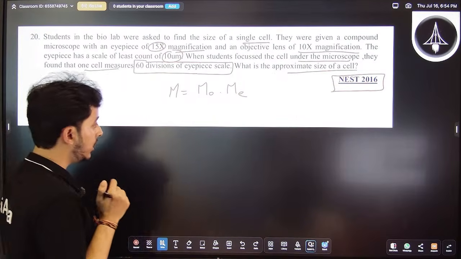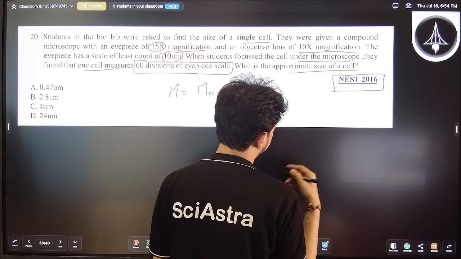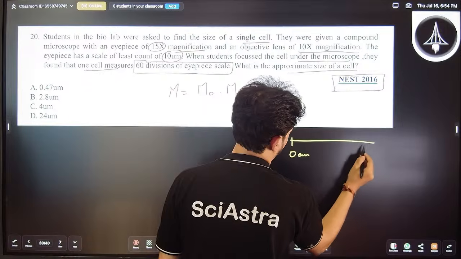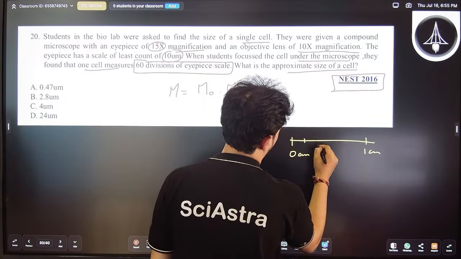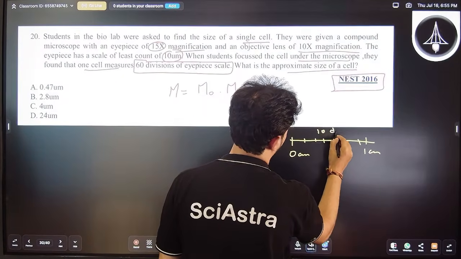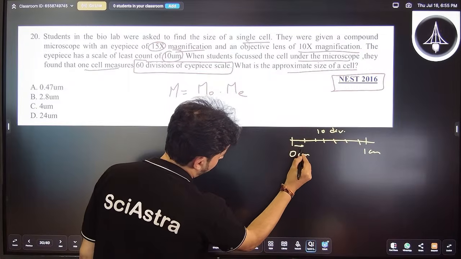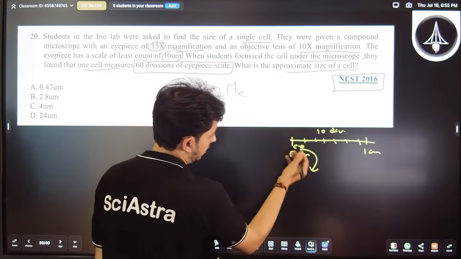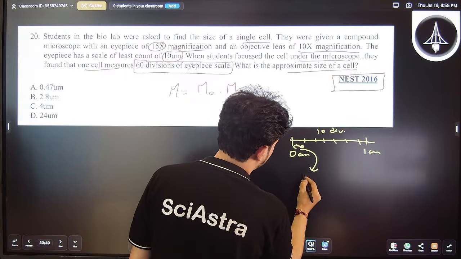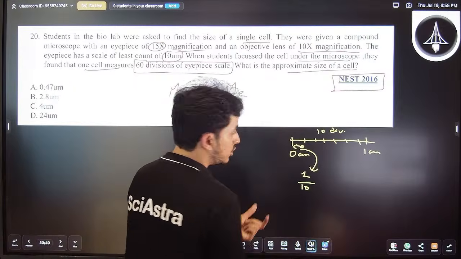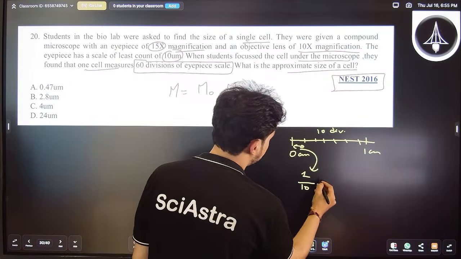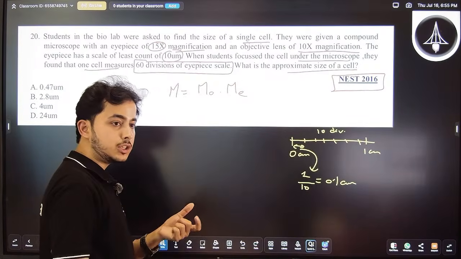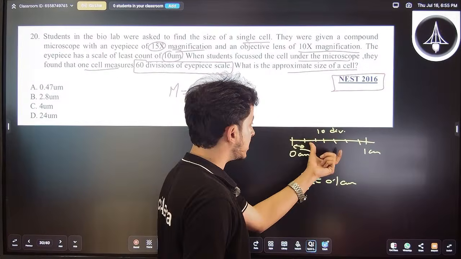To visualize this, let's say you have a scale. This is 0 centimeter, this is 1 centimeter, and here you have 10 divisions. The smallest value that you can measure will be, this whole is 1 centimeter divided by 10 divisions. So each division is 0.1 centimeters. This is the least count for this scale.